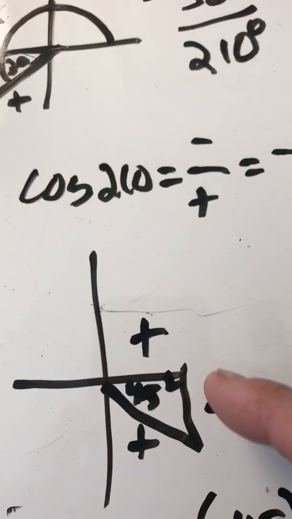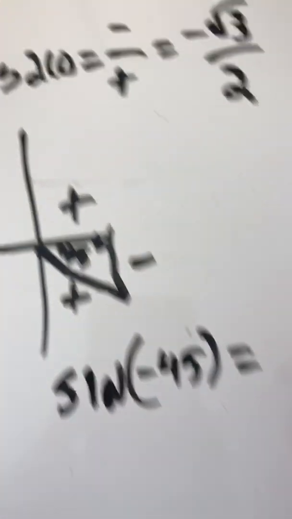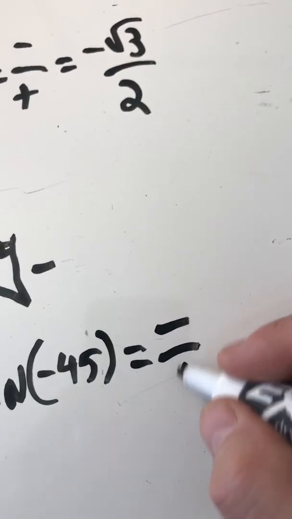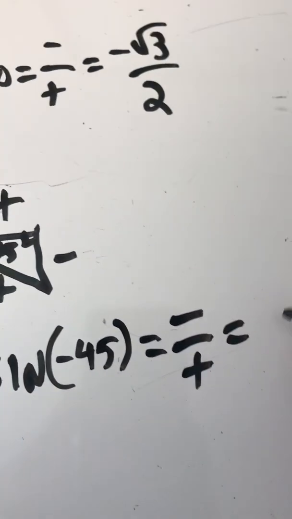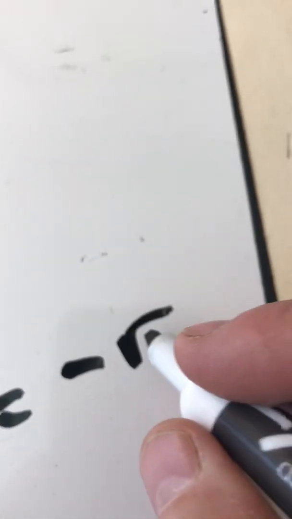Since we're in the fourth quadrant, the sine must be the opposite over the hypotenuse. So that's a negative divided by a positive. So I know my answer is going to be negative. So what's the sine of 45? It's radical 2 over 2. So since we're in the fourth quadrant, it must be negative radical 2 over 2.